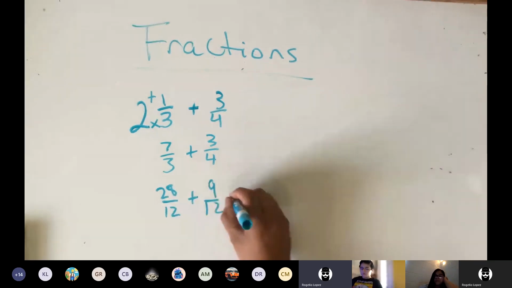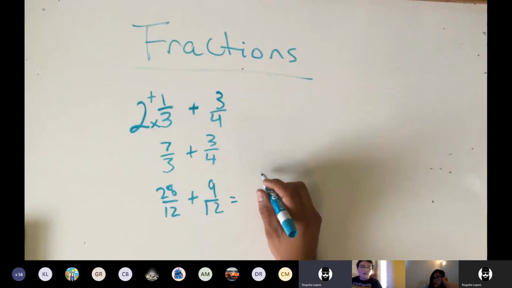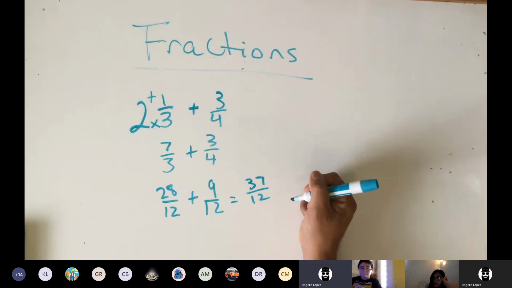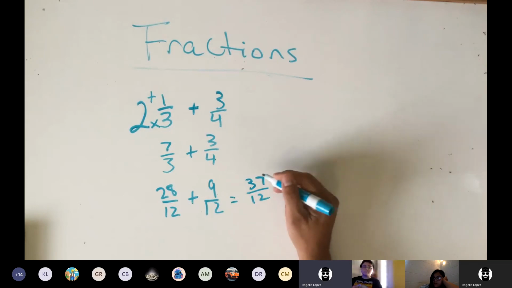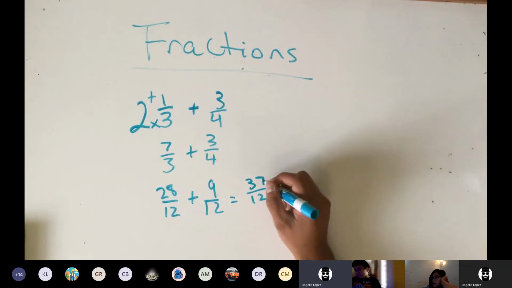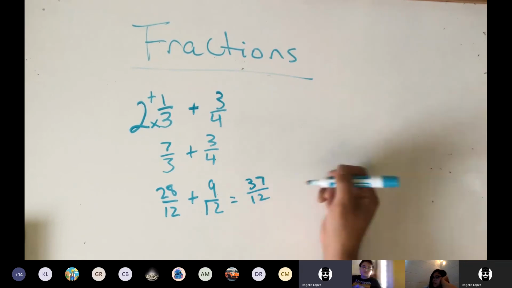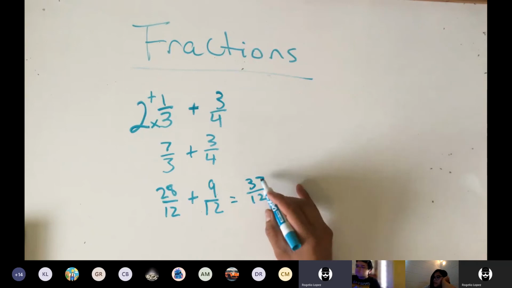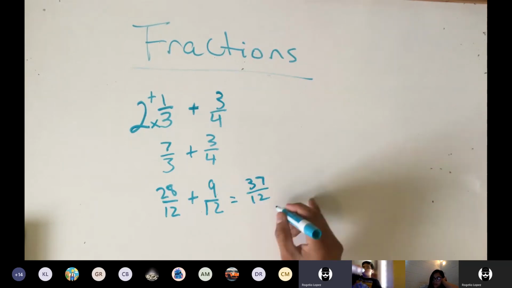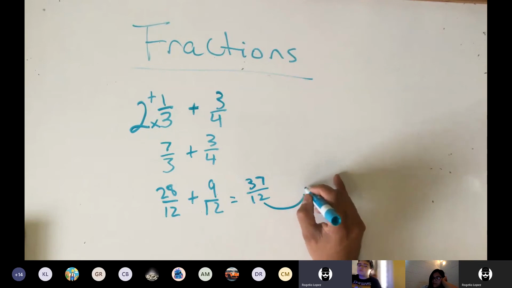I can add the top numbers, the numerators, and 28 plus 9 is 37, and the 12 stays on the bottom. So this is an improper fraction. 37 over 12 is improper because the numerator is bigger than the denominator, so I need to change that. To change it into a mixed number, I could divide and get a decimal answer, but I don't want to, because decimals are horrible.